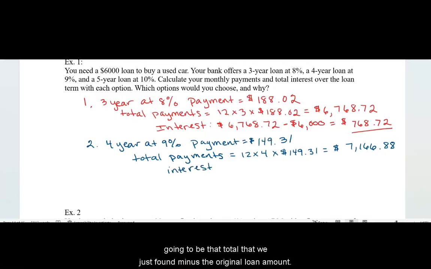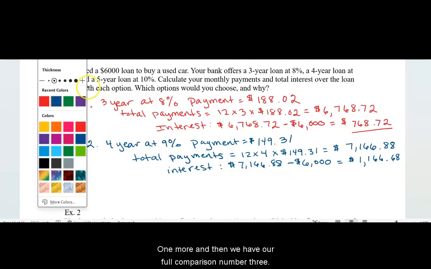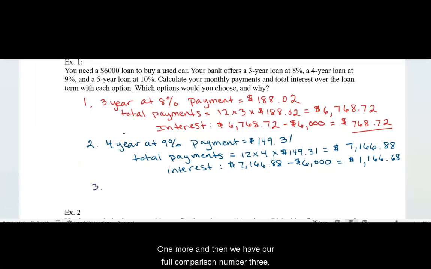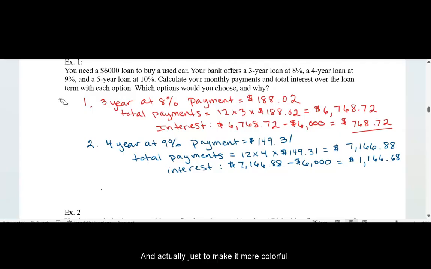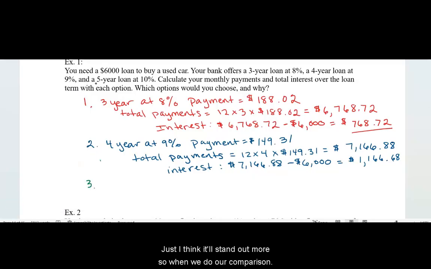which means our interest is going to be that total that we just found minus the original loan amount. And now you have $1,166.68. One more, and then we have our full comparison. Number 3. And just to make it more colorful, because I already used the blue, I'm going to switch to the green. I think it'll stand out more when we do our comparison.